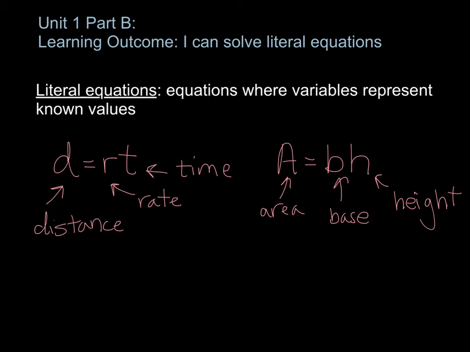So, given these two equations, we're going to be solving for them, which you might be asked to do in geometry next year or later on this year. So let's look at those two a bit closer. So first, if we were given D equals RT, we see that the distance, the D, is all by itself. But what if we were asked to solve for R?